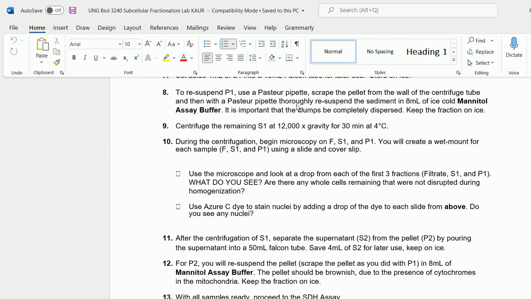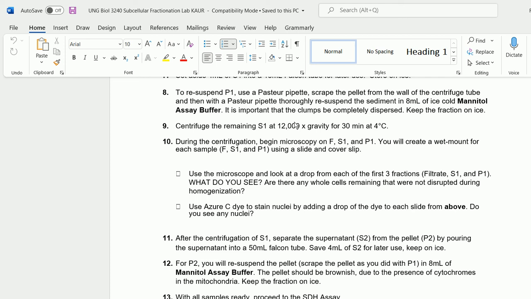Next, with the leftover or residual S1, you are going to spin it down at 12,000 G for 30 minutes at 4 degrees Celsius. So now the second spin is for a long time. It's very high speed and long time. Okay, now you have 30 minutes.